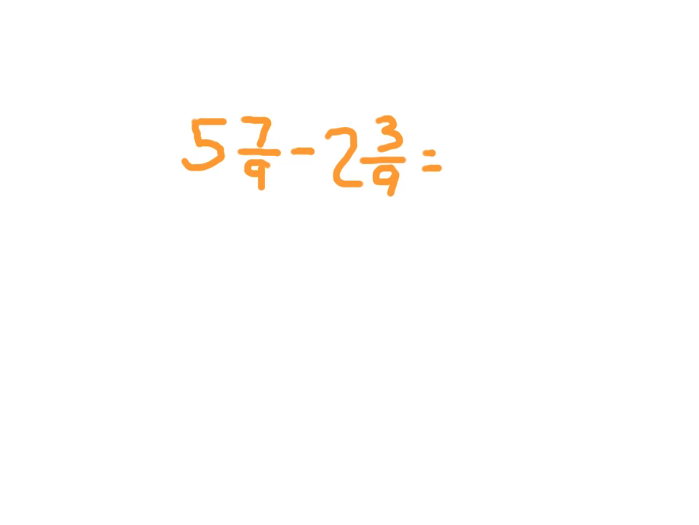This here is a subtraction problem involving mixed numbers. Again, we start with the whole numbers, 5 minus 2, which is going to be 3, and 7/9 minus 3/9. That denominator stays the same as 9, and 7 minus 3 is 4. 4/9 is already in simplest form, so 3 and 4/9 is our answer.